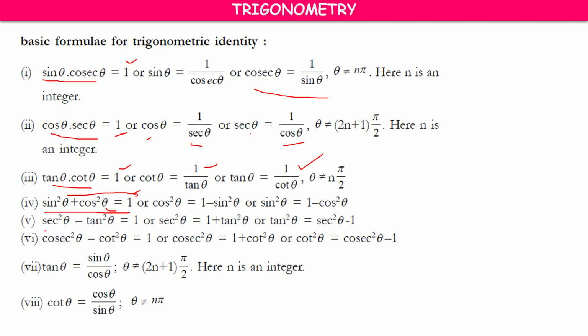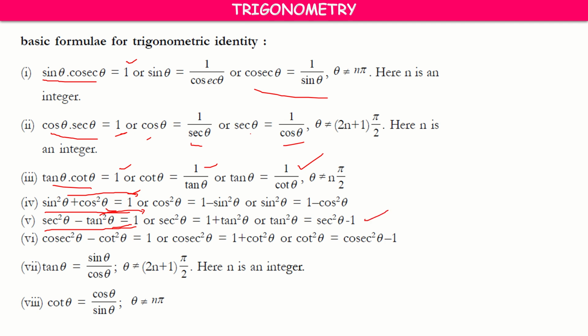What is the second identity? Secant square theta minus tan square theta equal to 1 is the second identity. If I want secant square theta, I take tan square theta to the RHS. It will become 1 plus tan square theta. If I want tan square theta, I take tan to the right hand side and 1 to the left hand side. It will become tan square theta equal to secant square theta minus 1.